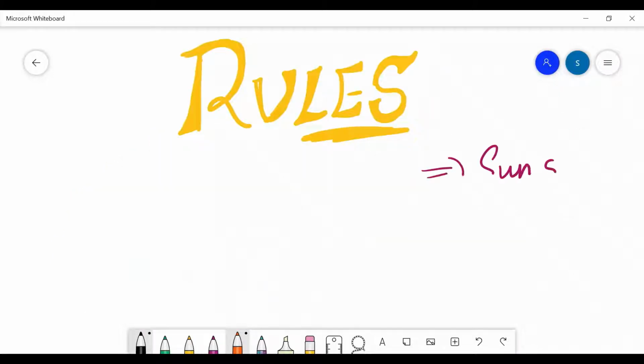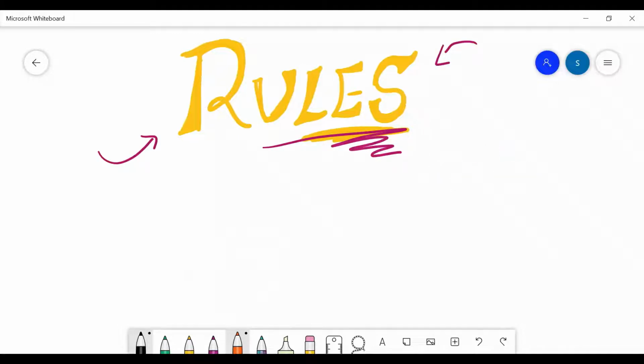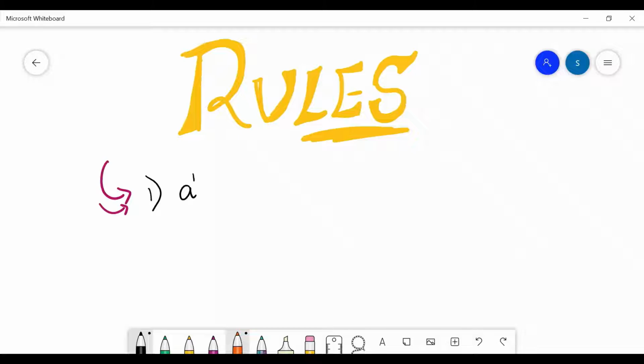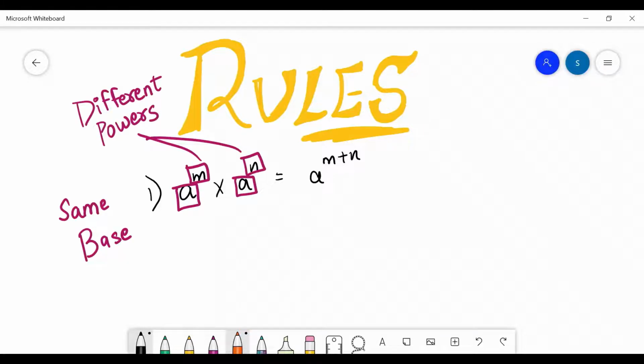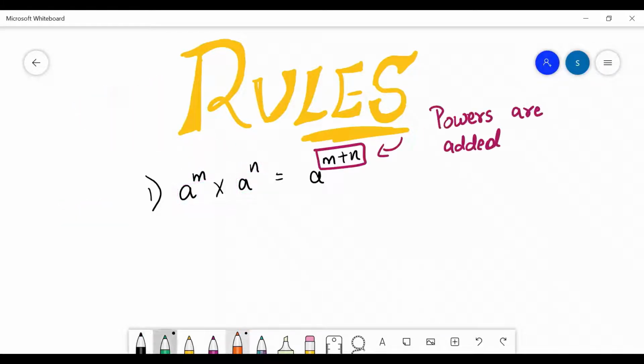Before we get to solving the sums, let's discuss the basic rules that you have to know. The first rule is a power m into a power n is equal to a power m plus n. What this says is when you're multiplying two things which have the same base but different powers, then the powers are simply added.